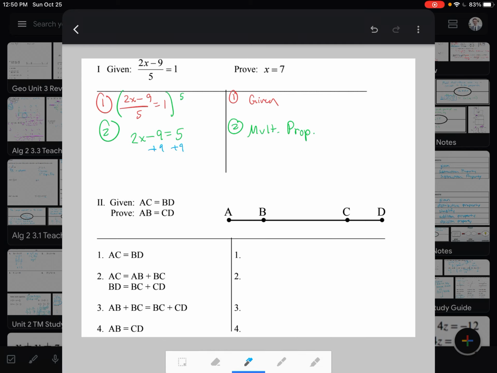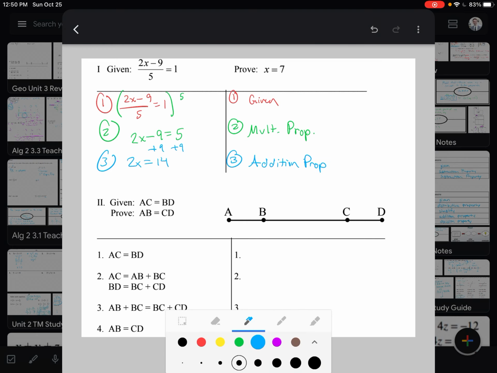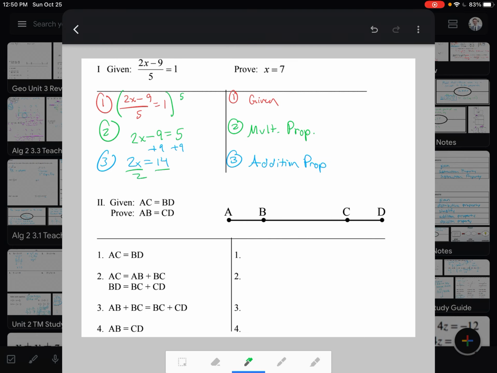And after we multiply, maybe we can go back through and add 9 to both sides. So we'll be left with here 2x equals 14. Again, we added to both sides, so that is our addition property. And then our final step here, let's divide both sides by 2, and we'll be left with x equals 7. We divided both sides, so that is going to be our division property. We proved our final answer, and we're in good shape.